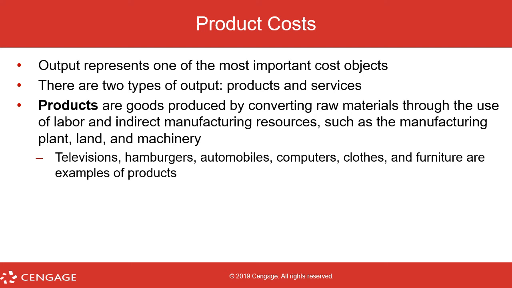Output represents one of the most important cost objects. There are two types of output: products and services. Products are goods produced by converting raw materials through the use of labor and indirect manufacturing resources, such as the manufacturing plant, land, and machinery. Televisions, hamburgers, automobiles, computers, clothes, and furniture are examples of products.